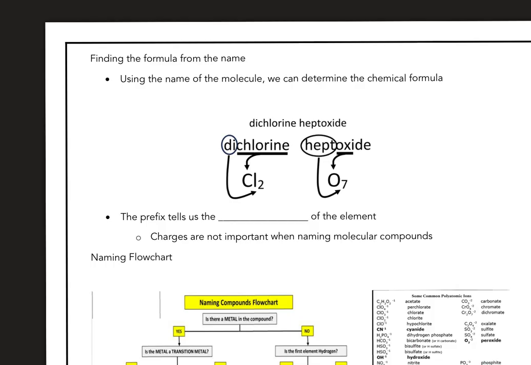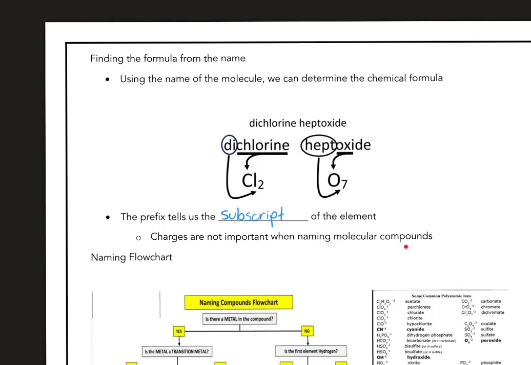The prefix tells us the subscript of the element. Okay, it's that simple. So in this example, we have dichlorine heptoxide. Di means two, so I have two chlorines. Hepta, and remember we have that oxygen, so we have to get rid of that A. Hept means seven, so I have 7 oxygens, and I just put them together.